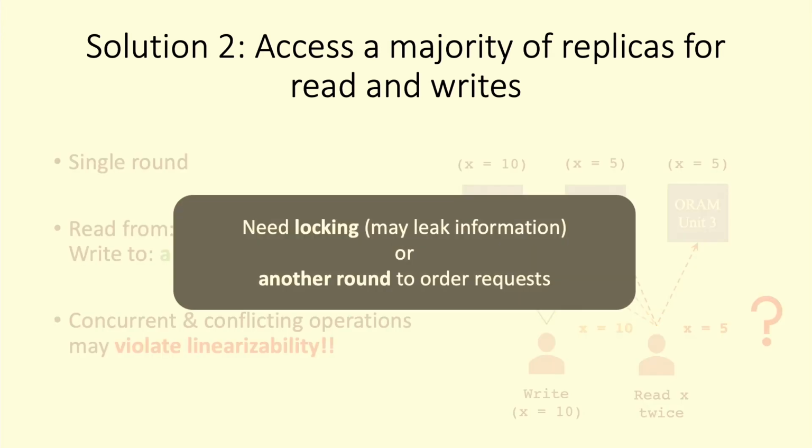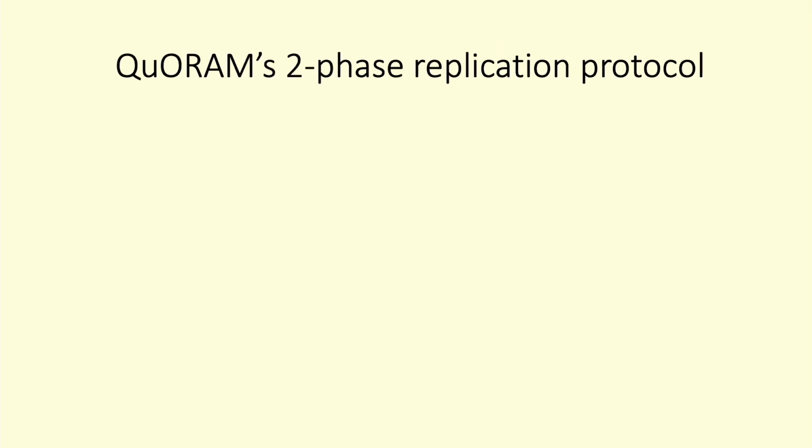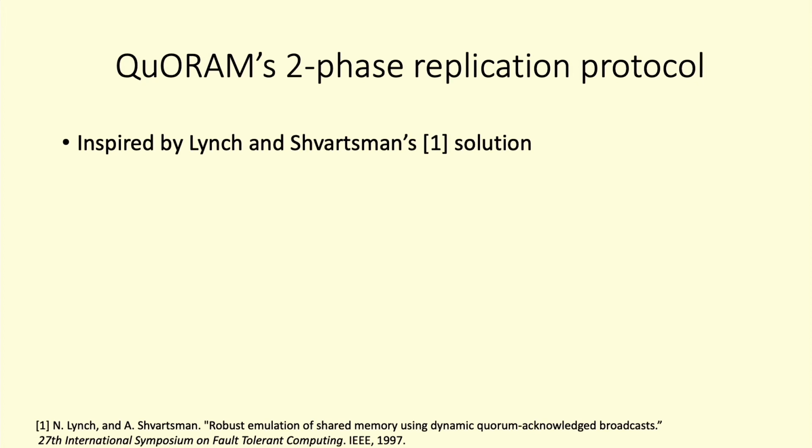To make the solution linearizable, we either need locking, but locking in distributed systems, if there are deadlocks, we need extra communication, and so that will not be secure. And so what we do is we add another round of communication to order the client requests. And so let me now discuss QuORAM's replication solution, which is inspired by Lynch and Schwartzman's solution.